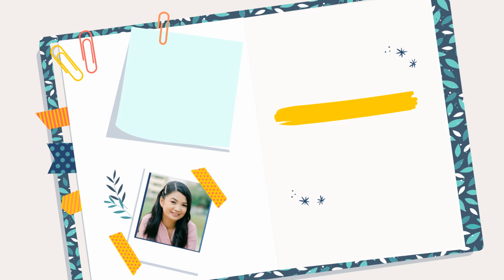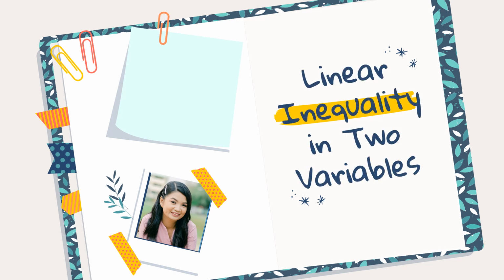So for today's video lesson, we are going to talk about linear inequality in two variables. I guess you are familiar with linear inequality in one variable from grade 7, but this time we'll be dealing with two variables. When we talk about this one, it is common to say that one side is blank and the other side is a graph. To understand further, let us have a thorough discussion of this topic.